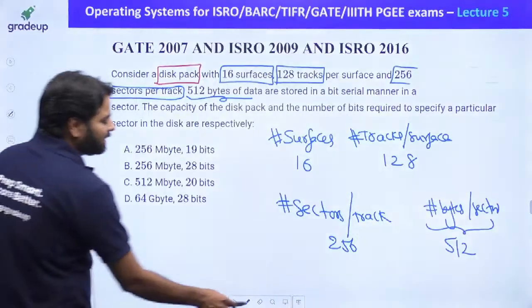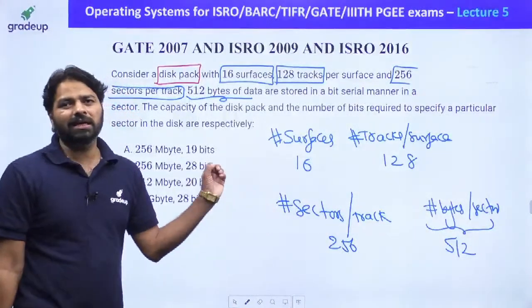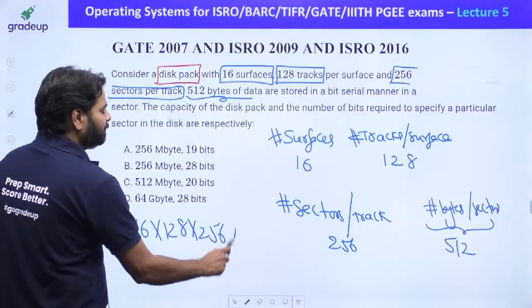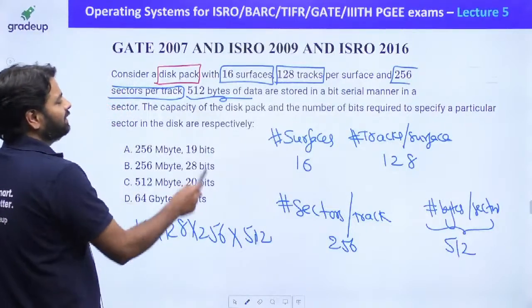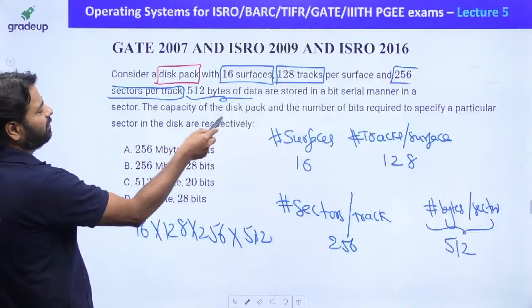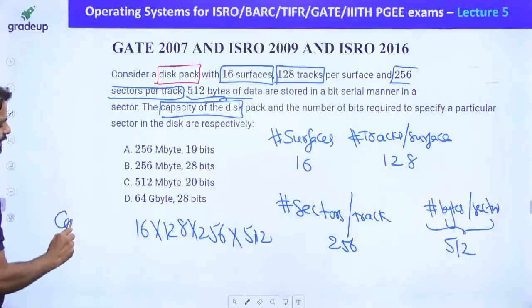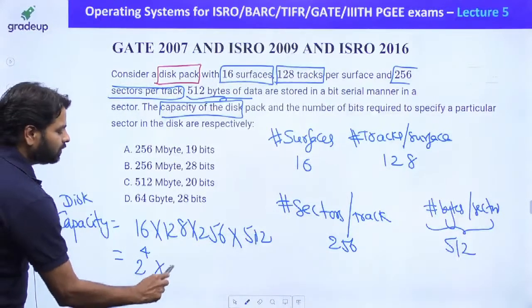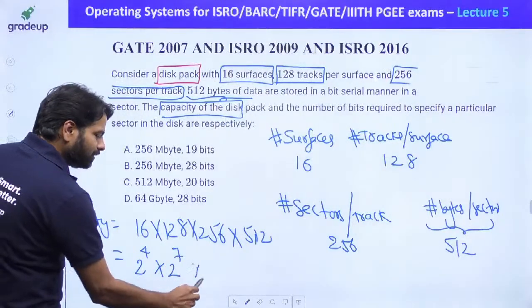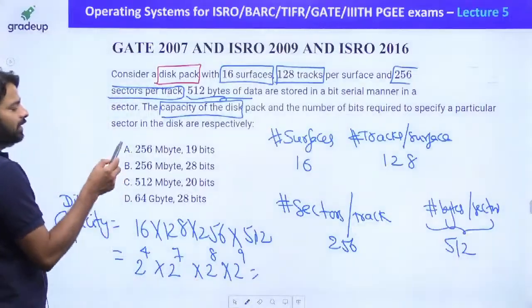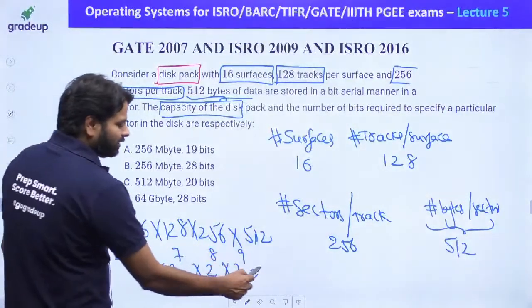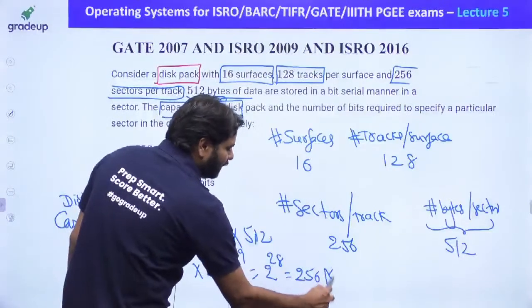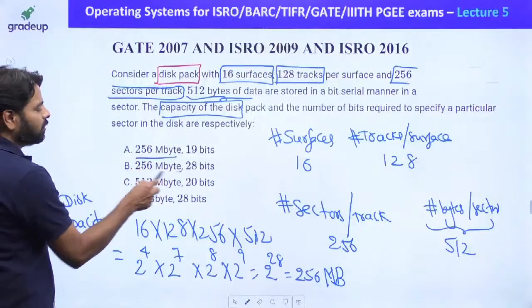If you want to calculate the disk size, you just multiply all the components. So 16 multiplied by 128 multiplied by 256 multiplied by 512. This many bytes is the disk capacity. That is the first calculation: the disk size. This you will get as 2 power 4, 2 power 7, 2 power 8, 2 power 9. If you multiply all of them, what did you get? 2 power 28 bytes, which is equal to 256 megabytes, MB. Here, when you look at this, these two options are the only ones there.